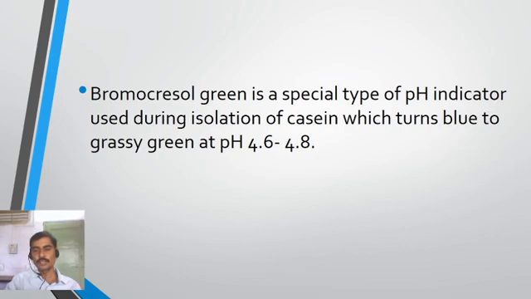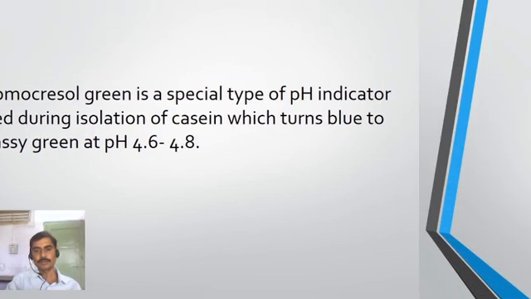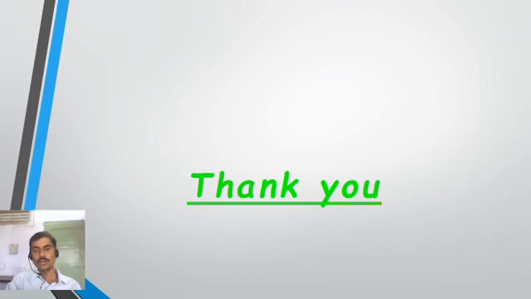Bromocresol green is a special type of pH indicator used during isolation of casein protein from a given milk sample, and this bromocresol green turns blue to grassy green at pH 4.6 to 4.8. This is all regarding the pH.